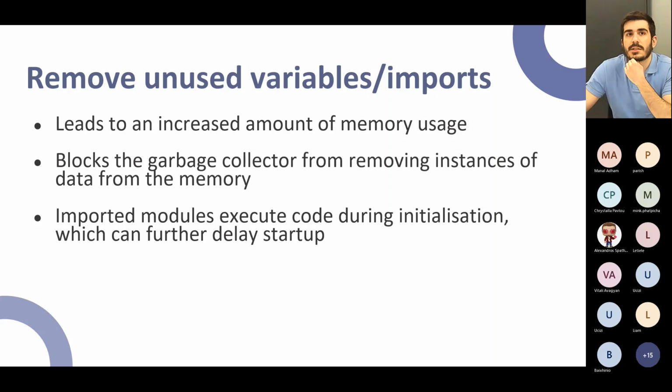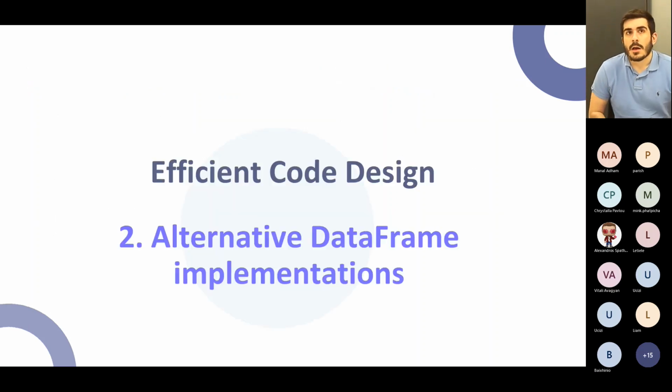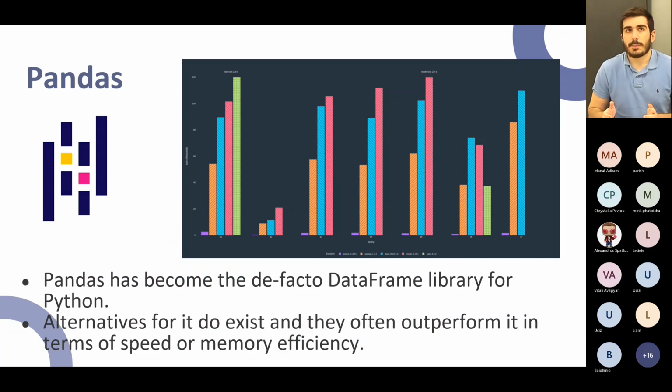In a more data science specific way, using alternative data frame implementations can boost the performance very much. So at this point, Pandas is the de facto data frame library for Python. Most people use it as it's their first choice, and that's what most of us first learned when we started out for data science in Python.